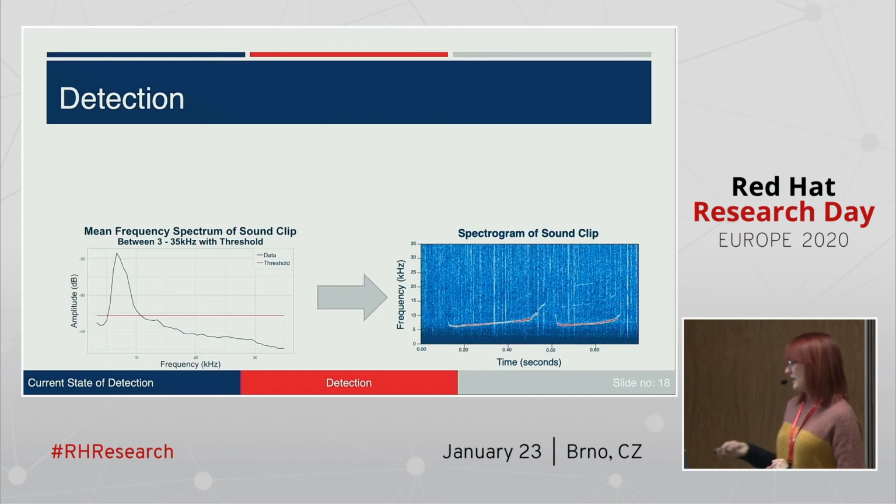Yeah, that's not great. So you can see that these two red lines are the dolphin whistles. So these are potentially signature whistles, so you can see they're of the same shape.